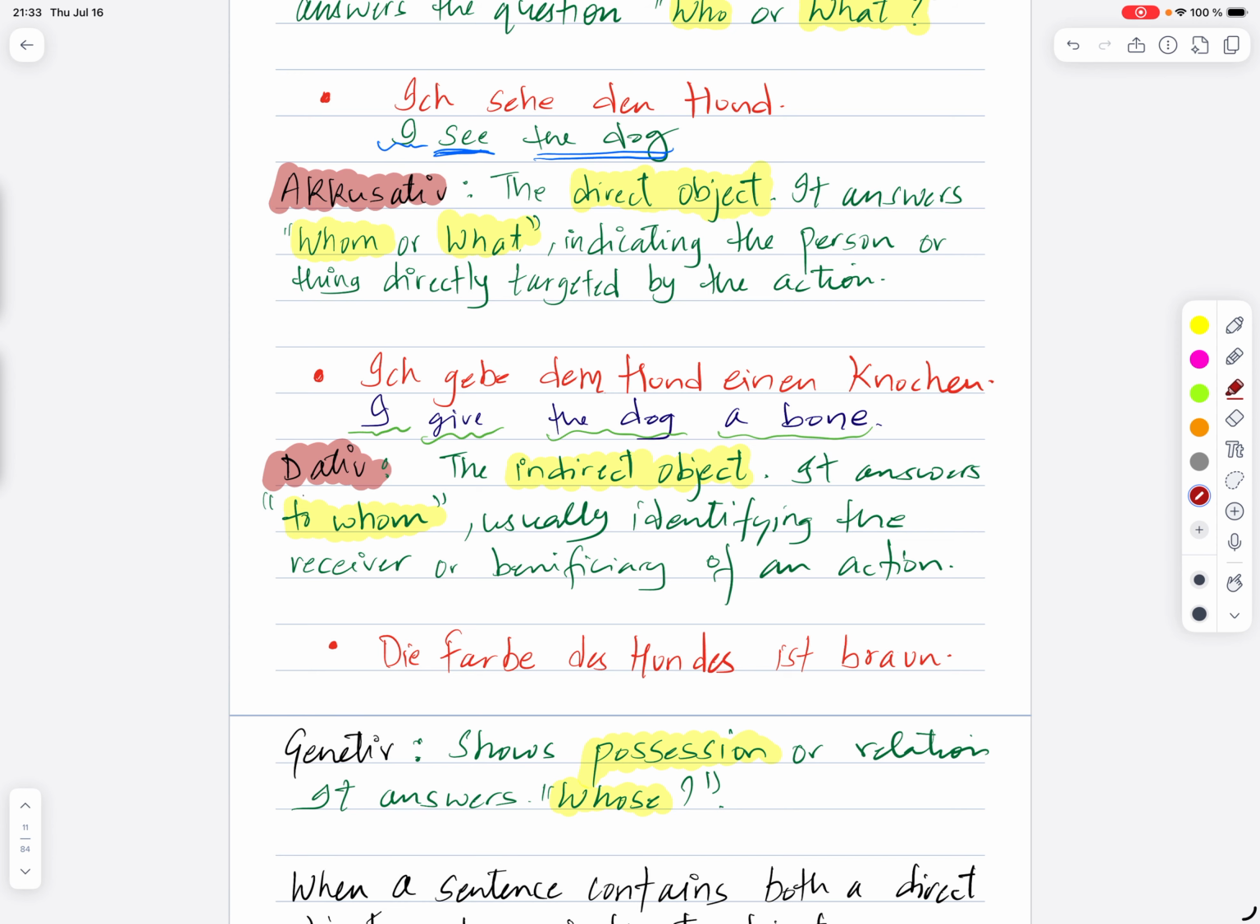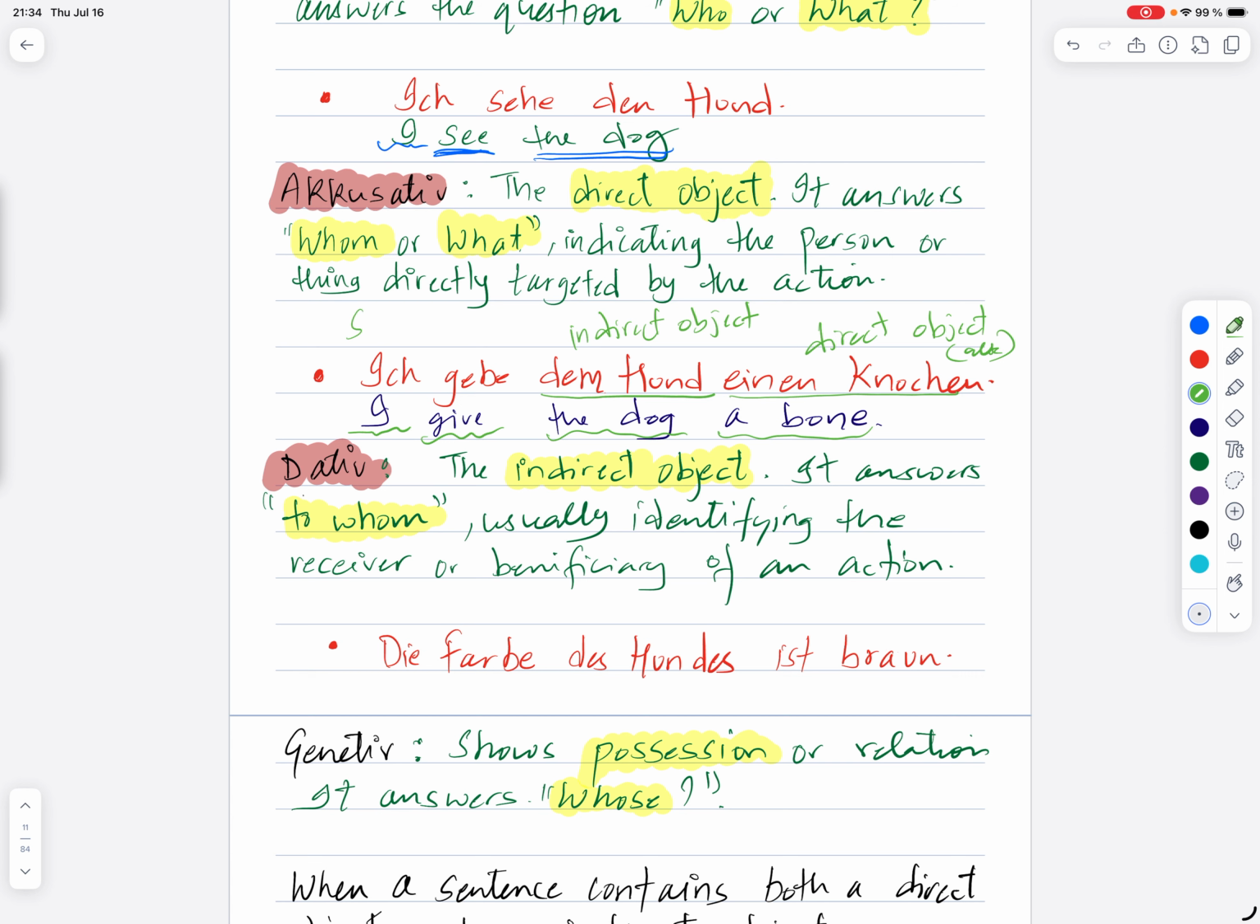The indirect object here, the dog, answers the question: to whom? To whom am I giving the bone? I am giving the bone to the dog, right? You can also identify in the sentence who is receiving something due to an activity, and who the action is benefiting. So: ich gebe dem Hund einen Knochen. I give the dog a bone. Einen Knochen, which is a bone, is our direct object, and this takes accusative. And then we have to whom I am giving: to the dog I am giving, so it is an indirect object.